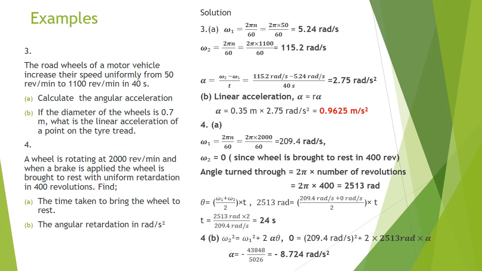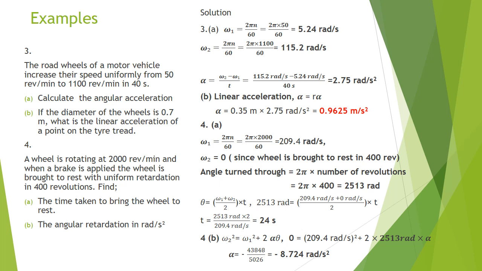Let's go further, because we're looking for angular acceleration. So alpha is the formula for angular acceleration. Alpha is equal to final angular velocity minus initial angular velocity, divided by t. We plug in the values: final angular velocity, which is 115.2 rad per second, minus 5.24 rad per second, divided by 40 seconds. And our answer will be 2.75 rad per second squared.